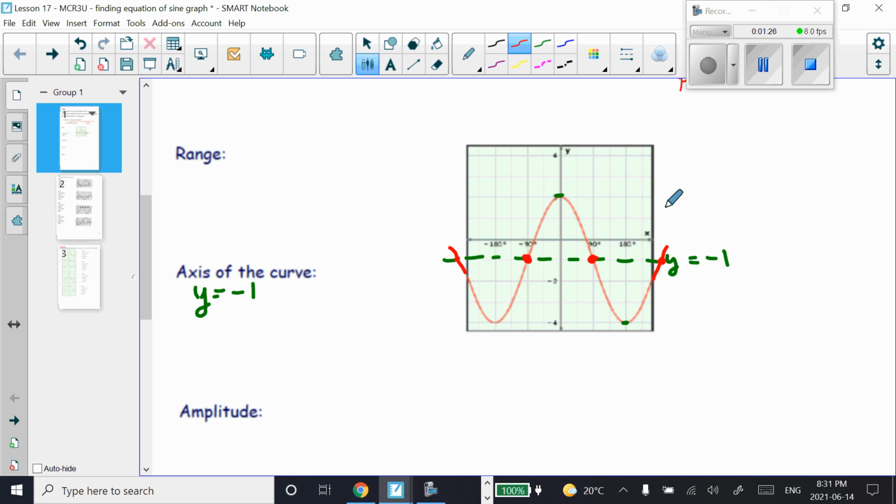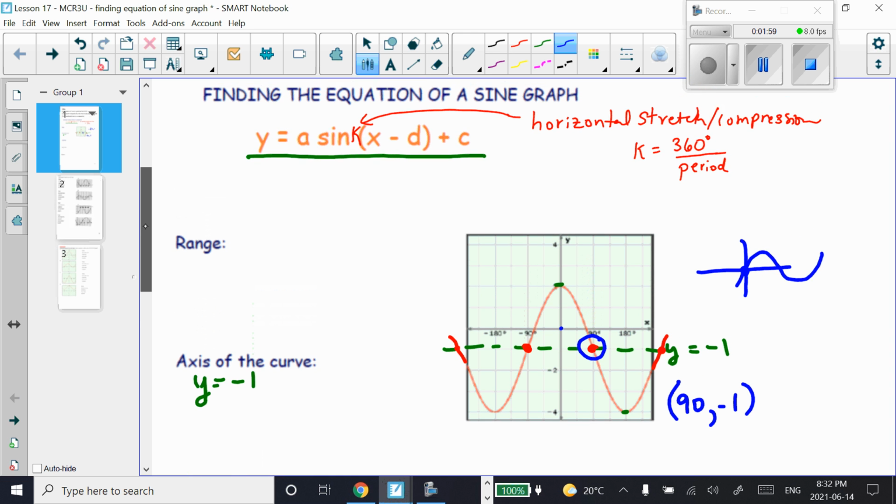All right, so why don't we use this one as our example? I'm going to use that point. That point is 90 degrees, -1. So what that means is normally that point would be right here, if you think about what a sine curve looks like, right, it looks something like this. So that point would normally be here, but now it's been moved over 90 to the right and down -1. So that's going to be my horizontal translation and my vertical translation.